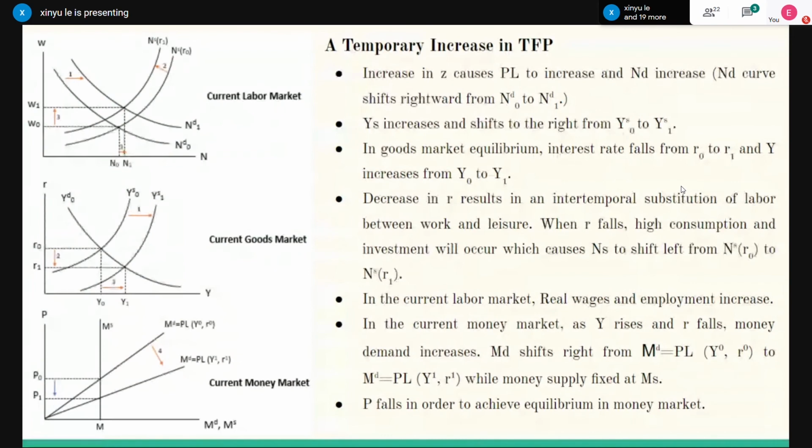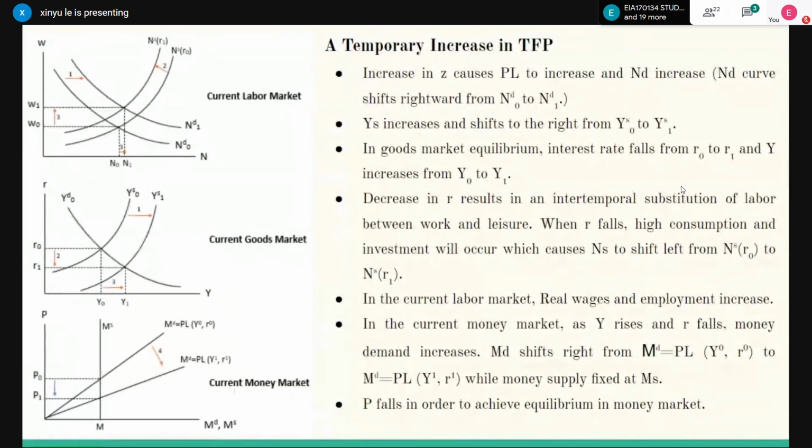Temporary increase in TFP. Increase in Z causes MPL to increase and labor demand to increase, which shifts the ND curve to the right from ND0 to ND1. Y increases and shifts to the right from Y0 to Y1. In goods market equilibrium, interest rate falls from R0 to R1 and Y increases from Y0 to Y1. Decrease in R results in an intertemporal substitution of labor between work and leisure.